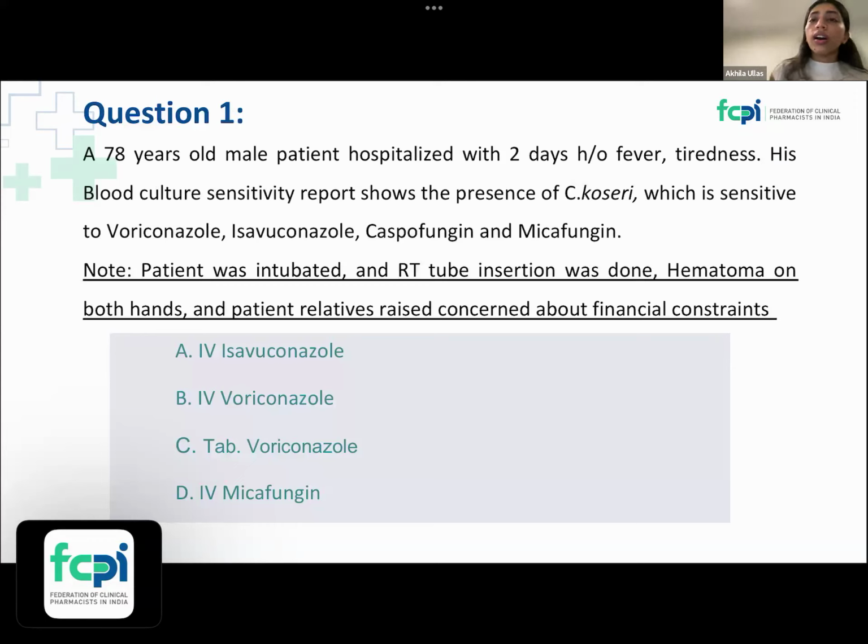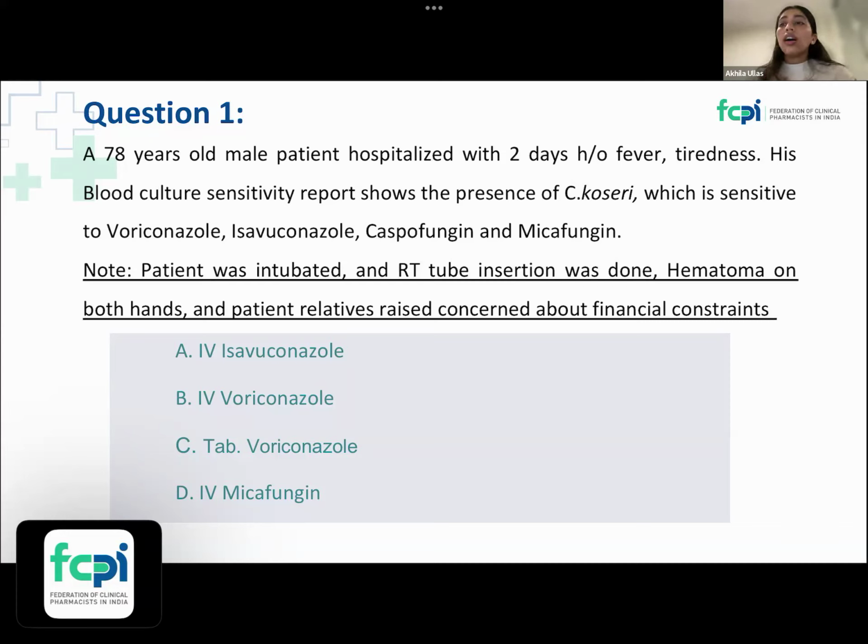Okay, so this is the question. A 78-year-old male patient hospitalized with a 2-day history of fever and tiredness. His blood culture sensitivity report shows the presence of Candida, which is sensitive to voriconazole, isavuconazole, caspofungin, and micafungin. The patient is intubated, RT tube insertion was done, there is a hematoma on both hands, and the patient's relatives raised concern about financial constraints.